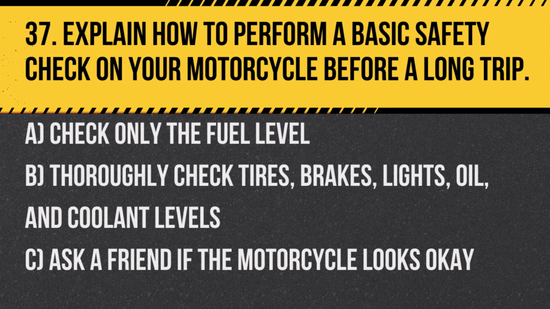Question 37. Explain how to perform a basic safety check on your motorcycle before a long trip. A. Check only the fuel level. B. Thoroughly check tires, brakes, lights, oil, and coolant levels. C. Ask a friend if the motorcycle looks okay. Answer: B. Thoroughly check tires, brakes, lights, oil, and coolant levels. Performing a comprehensive check ensures all critical components are in good working order.